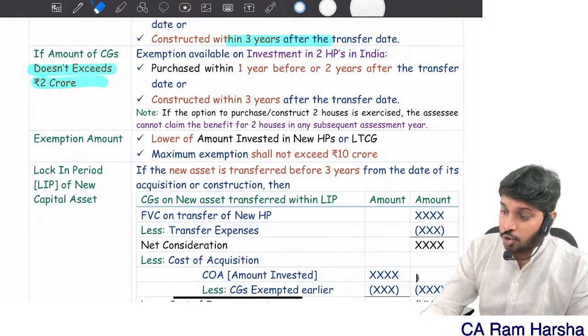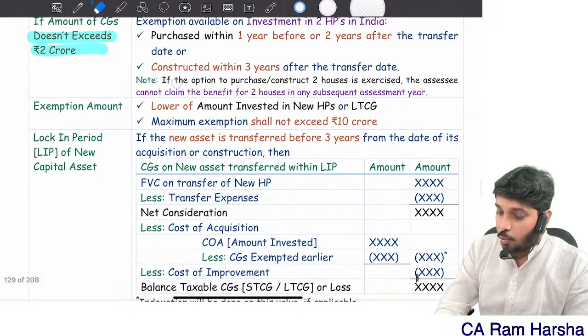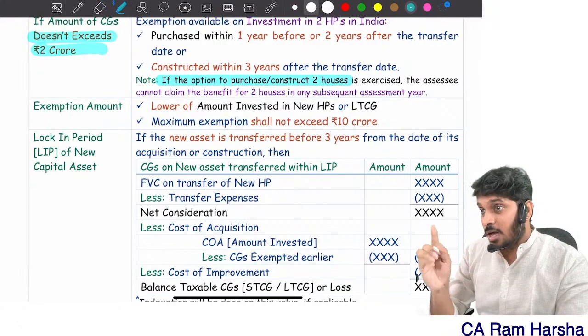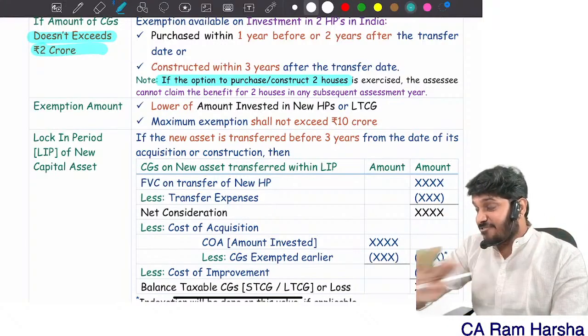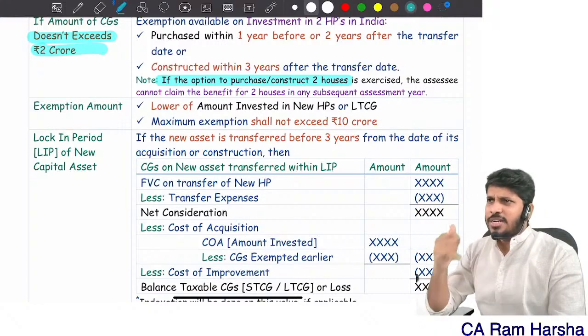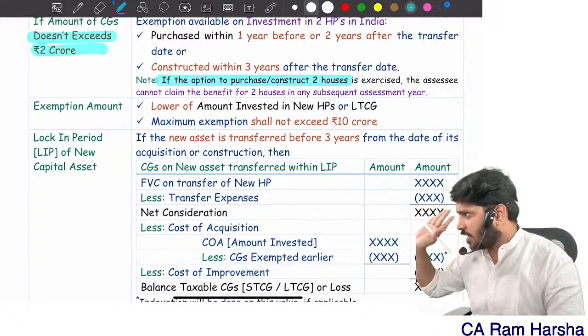Getting it? Now, 2 houses you can buy, and for the 2 houses you can get exemption. Remember, once the assessee has claimed exemption for 2 houses, one time in any one assessment year, you are not eligible in your lifetime for claiming exemption for 2 houses once again. Next time onwards, when you are selling a house and buying a house, one house only you can claim exemption. Able to understand?